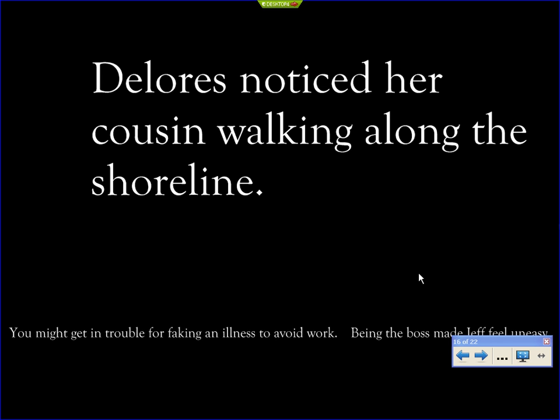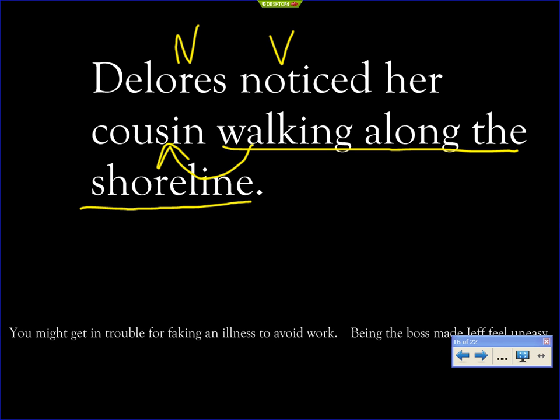So, Dolores noticed her cousin walking along the shoreline. Michelle, what's my noun-verb pair? Dolores noticed, excellent. And Michelle, can you find the participial? I just said it was a participial. I meant to say verbal, but okay, I gave you the next answer. Walking. And what's the participial phrase? Since I told you it was a participial, that means it's modifying a noun. What is it modifying? Cousin. One last question. What is her cousin in the sentence? Correct. Noun, verb, direct object, and then I've got an adjective modifier. It's a participial phrase.